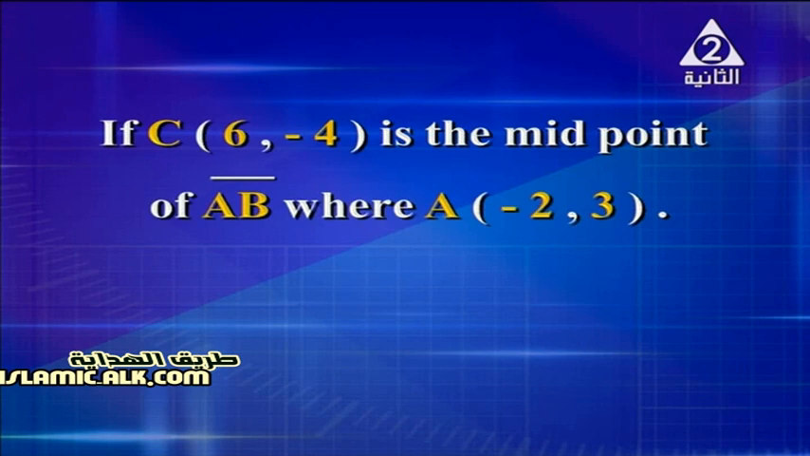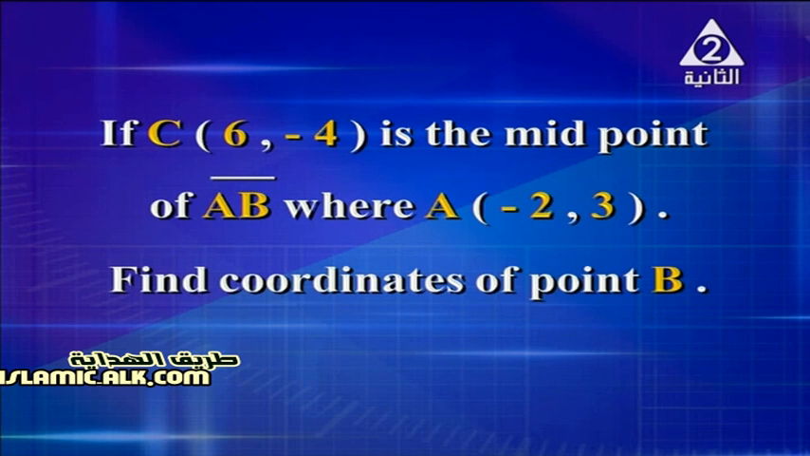If C (6, -4) is the midpoint of AB, where A is (-2, 3), find the coordinates of the point B. Here you have an example which is the converse. It is given in the opposite way. I give you the midpoint and I want you to find one of the two points.